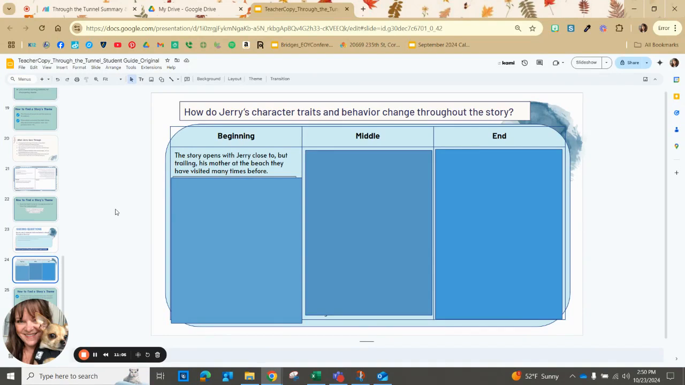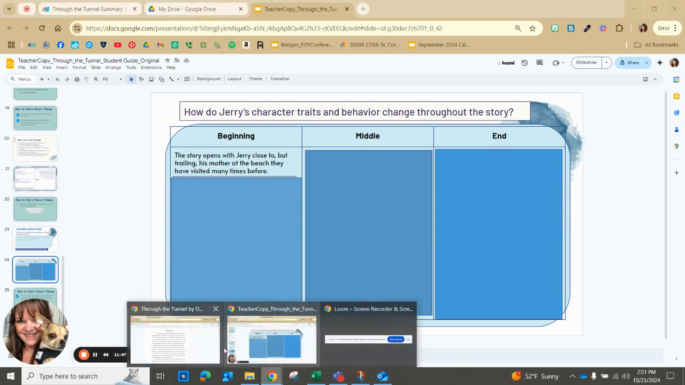So I made a table out of it so that I can show how he behaves at the beginning and what traits he has, and then how those start changing, and then what ends up happening at the end. Now, you could do this with several aspects of this story. I just chose to, for the sake of these examples, show you one aspect of the story in how he changes from beginning to middle to end.